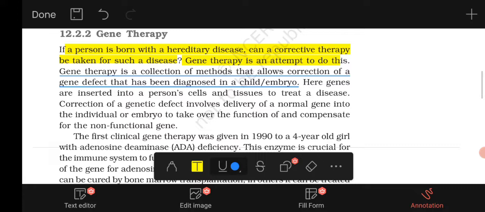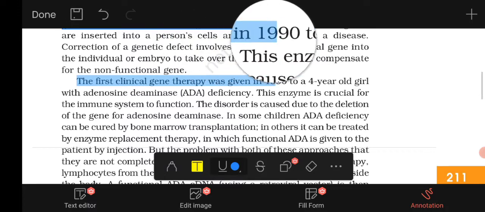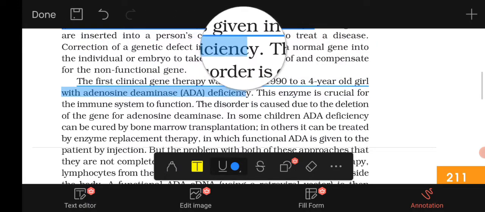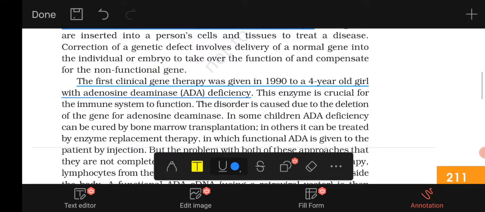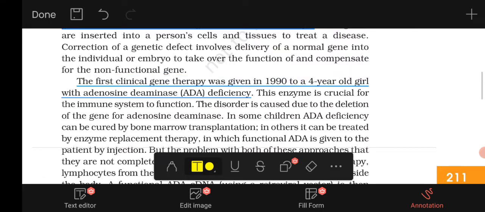Those inserted genes are functional and they take over the function of the non-functional gene, or they compensate for the non-functional gene. The first clinical gene therapy was given in 1990 to a 4-year-old girl with adenosine deaminase deficiency. This is a very important line. Please mark this line because this might come for NEET and even for boards.